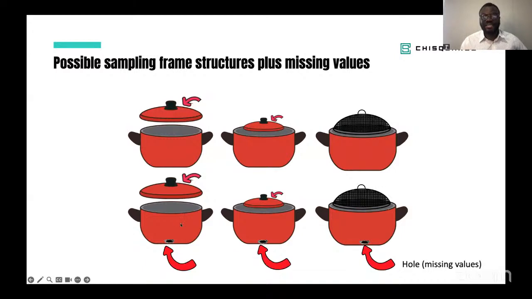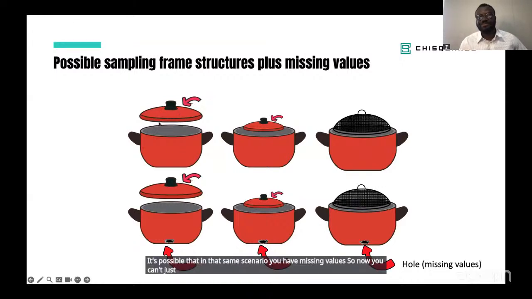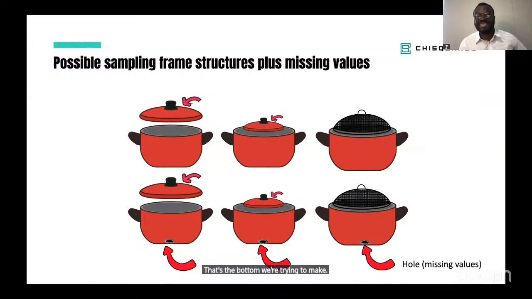It's possible that in that same scenario, you have missing values. So now you can't just say, well, because the sampling frame was perfect, I don't have to do anything. Well, you have to worry about issues of frames and issues of sample size or missingness. That's the point that we're trying to make. Don't just fixate on missing values. You have to worry about bigger issues that afflict your data set as well.